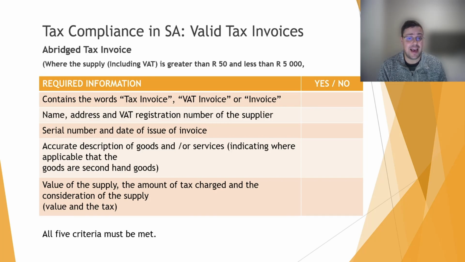So the words tax invoice, VAT invoice, or invoice need to be shown. The name, address, and VAT registration number of the supplier. The serial number and date of issuance of the invoice. An accurate description of the goods or services, indicating where applicable that the goods are second-hand goods, the value of the supply, the amount of tax charge, and the consideration of the supply. So what we can see falls away here is that the customer's details do not necessarily appear on the abridged tax invoice, and this comes back to the example I used for a builder's warehouse slip, if you bought goods or services that are less than 5,000 Rand.